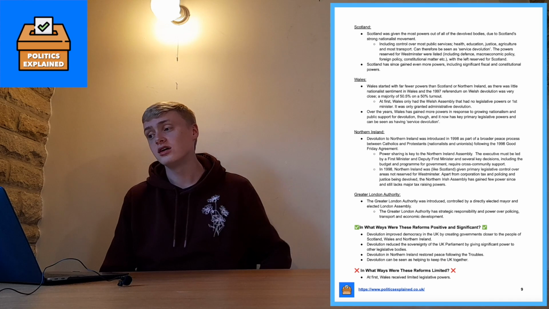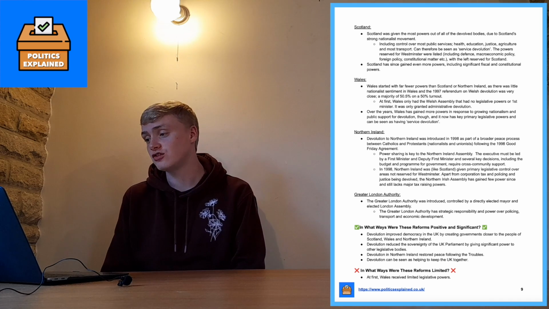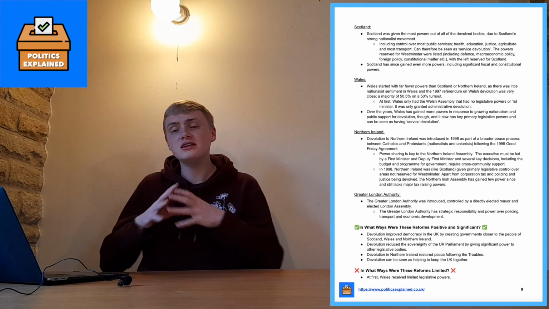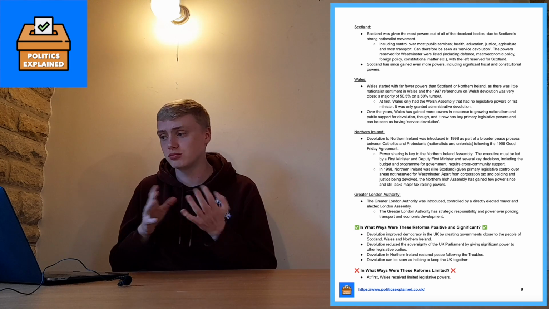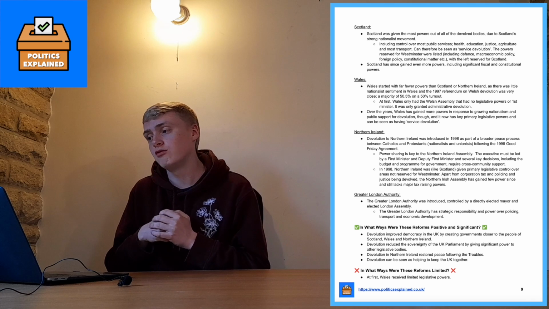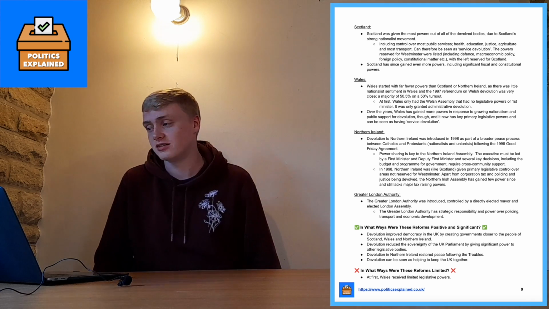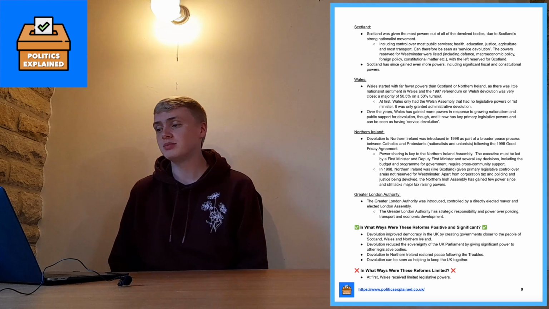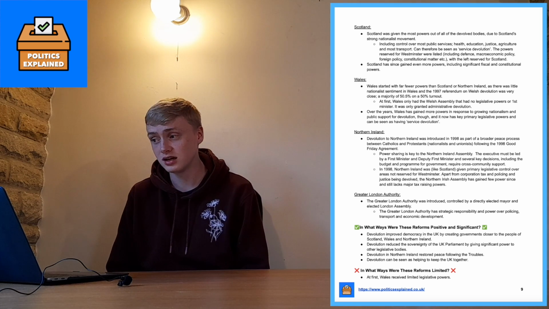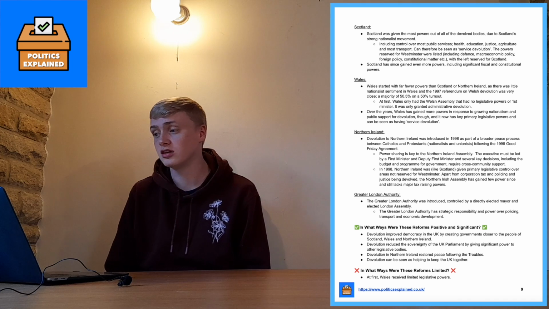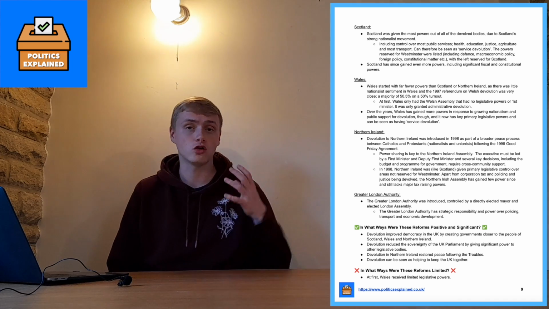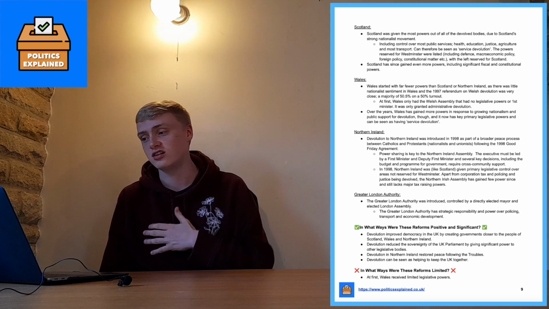In terms of Northern Ireland, devolution was originally introduced in 1998 as part of a broader peace agreement between Catholics and Protestants, nationalists and unionists, following the 1998 Good Friday Agreement. Power sharing is key to the Northern Ireland Assembly. The executive must be led by a First Minister and Deputy First Minister, and several key decisions, including the budget and programme for government, require cross-community support between nationalists and unionists.